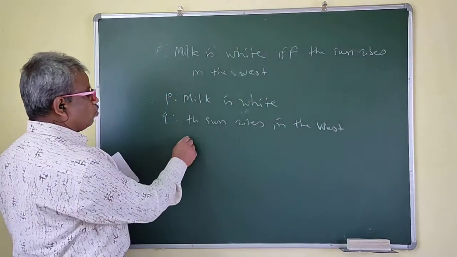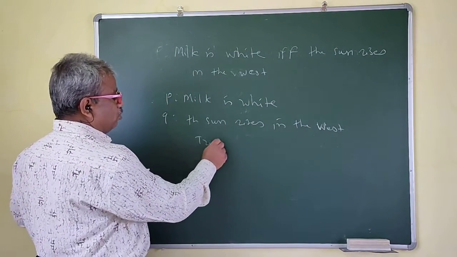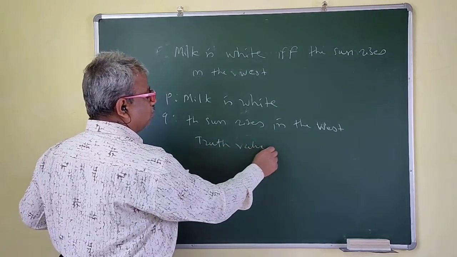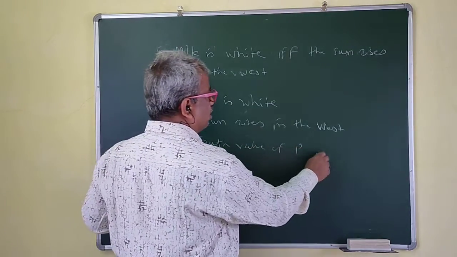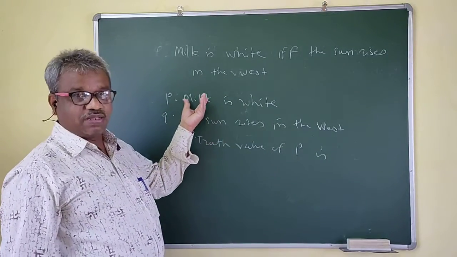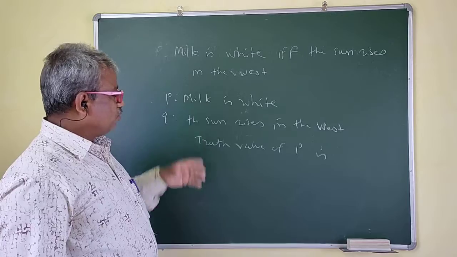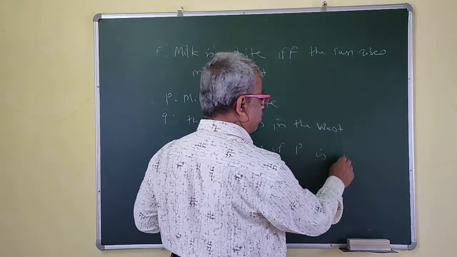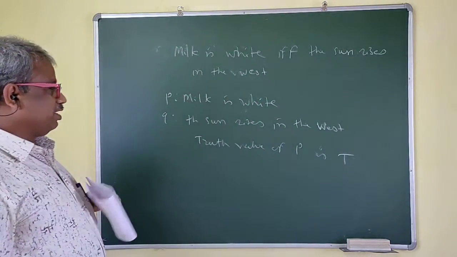So that means what? The truth value of P is, now, milk is white. You should know what is meant by milk. So you have seen milk. Is it white or not? Right? So you know that the milk is white. So that means the truth value of P is T.